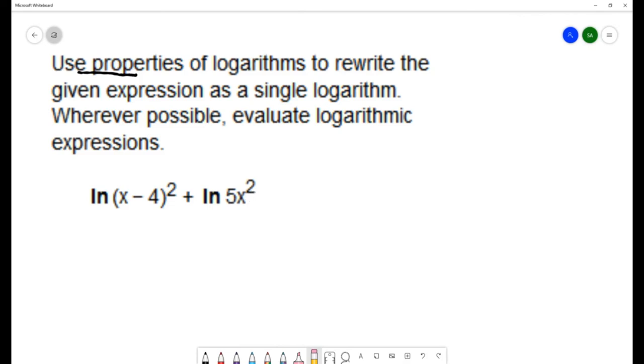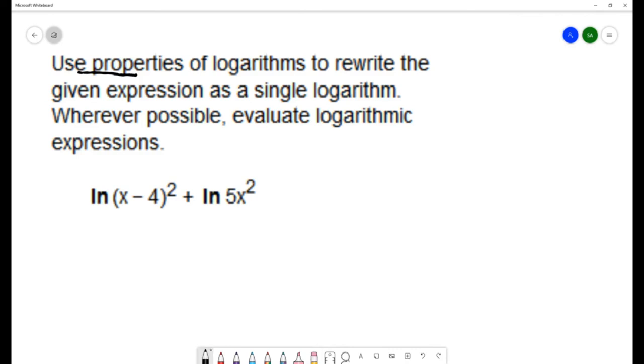So we're going to use our log properties to, I like to call it, condense. We're going to condense to a single logarithm. And the property that we're going to use is called the product rule for logarithms. The reason why I know we're using the product rule is because of this plus sign between my logarithms.